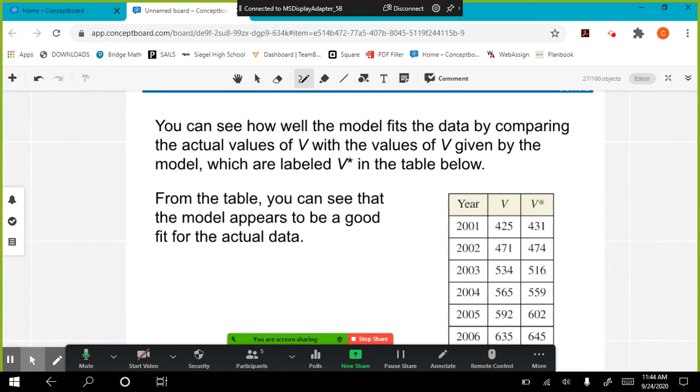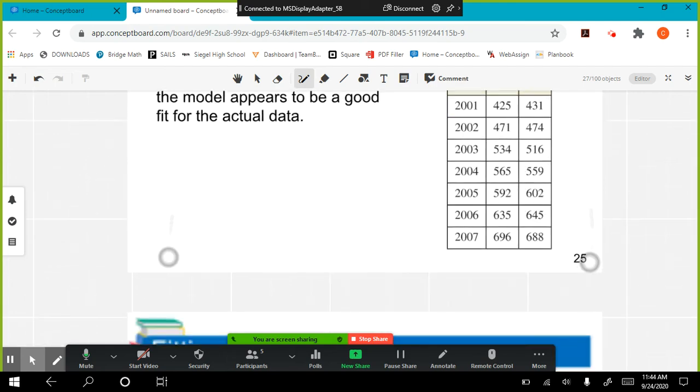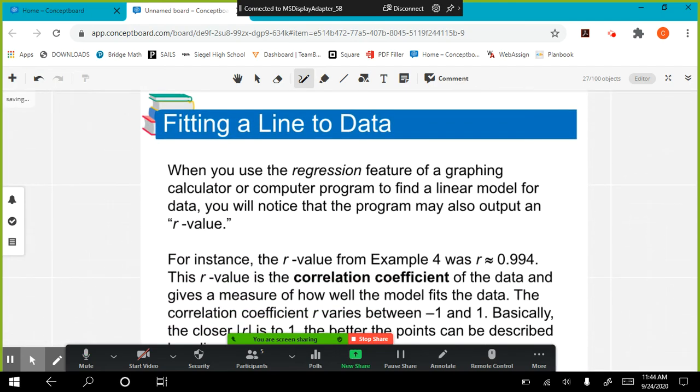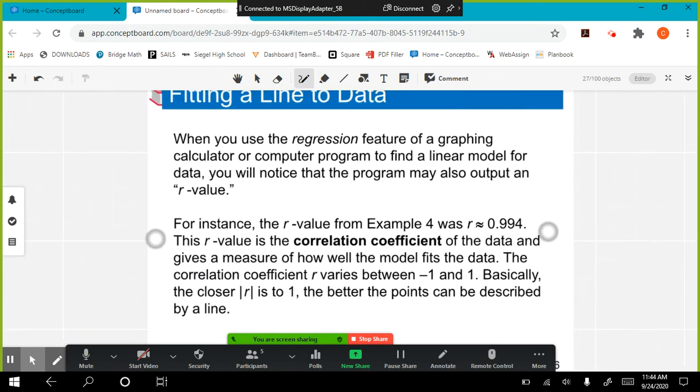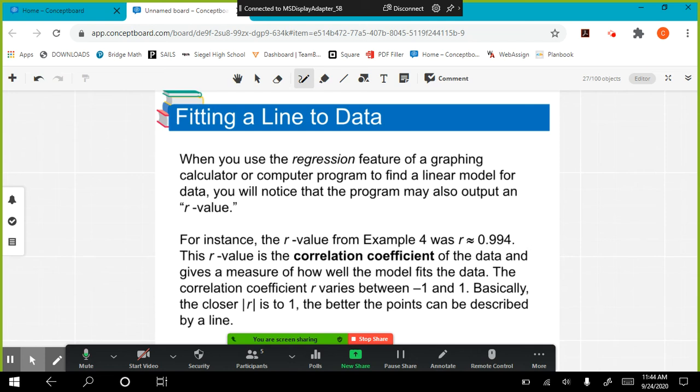And then here they're going through and putting in the actual data, and using the equation to get here and compare exactly how good this is.